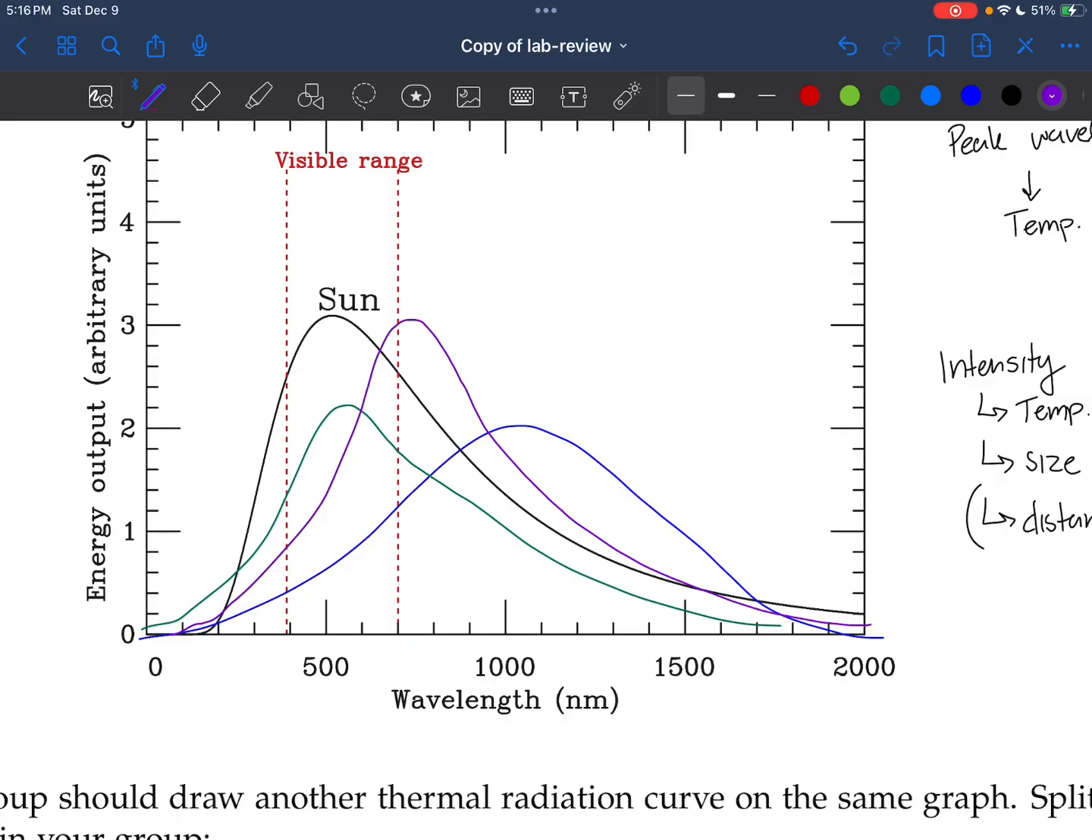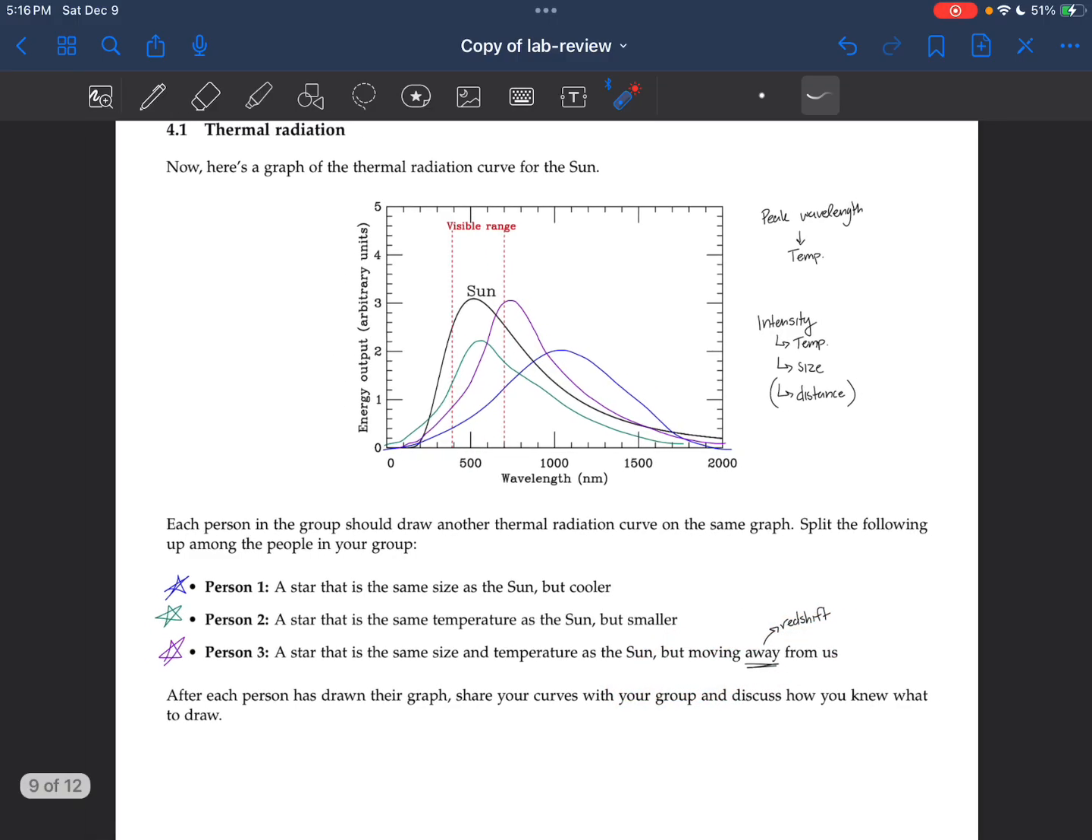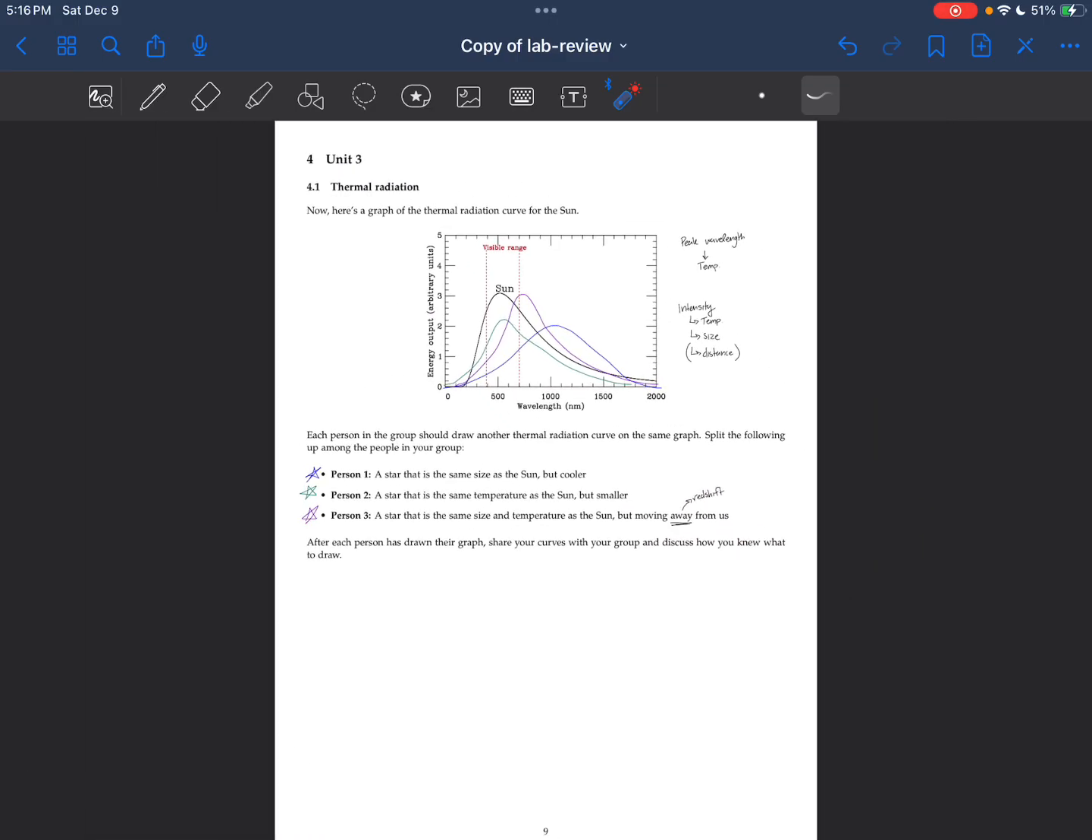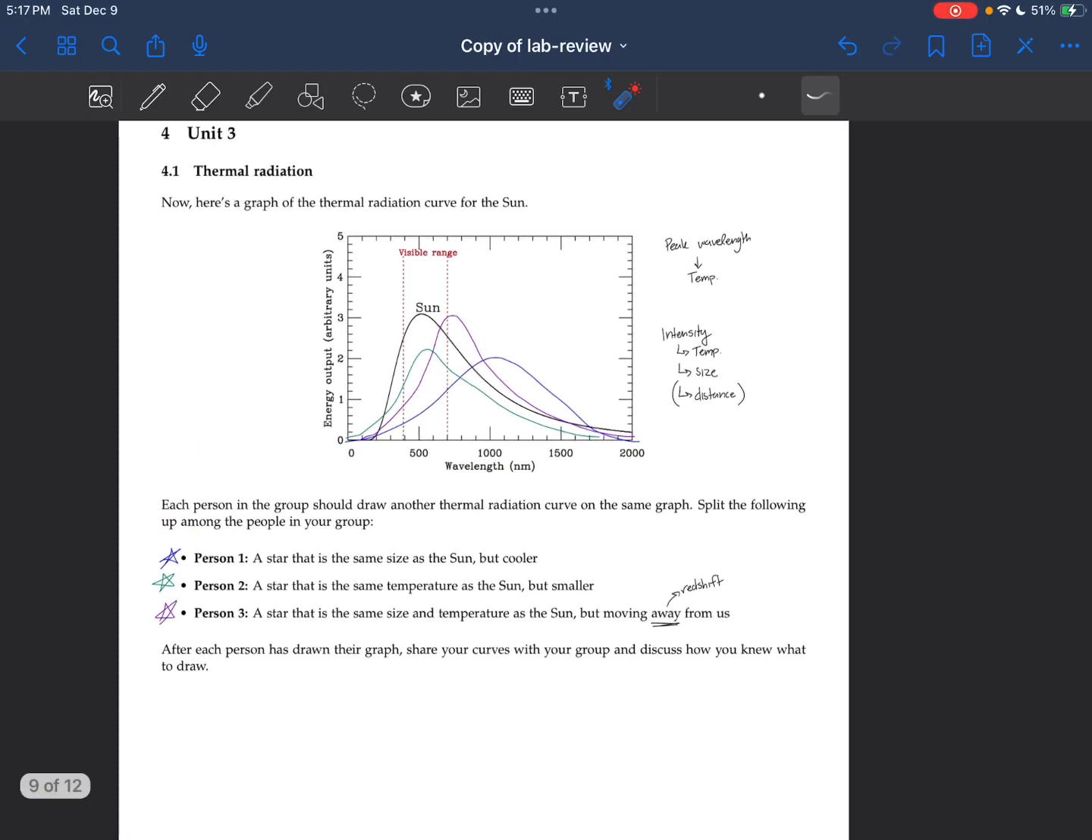All right, that's not perfect, but it's the right kind of idea. It's going to have the same intensity. It's not going to have the same peak wavelength anymore because it's moving away. All right, so those are my 3 stars, A, B, and C there.